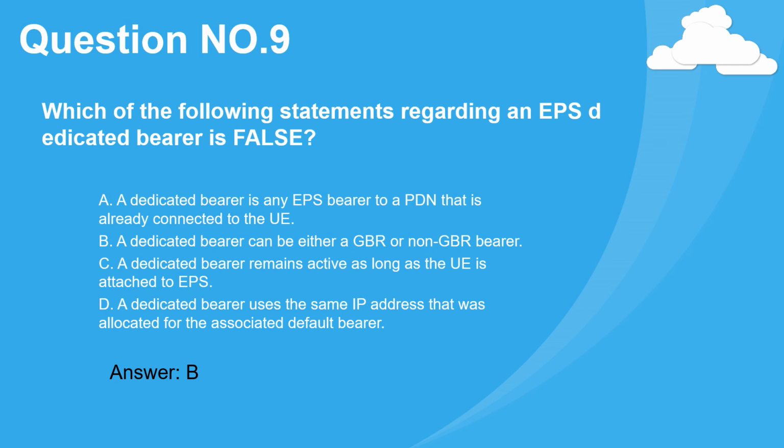Question number 9. Which of the following statements regarding an EPS dedicated bearer is false? A. A dedicated bearer is any EPS bearer to a PDN that is already connected to the UE. B. A dedicated bearer can be either a GBR or non-GBR bearer. C. A dedicated bearer remains active as long as the UE is attached to EPS. D. A dedicated bearer uses the same IP address that was allocated for the associated default bearer. Answer: B.